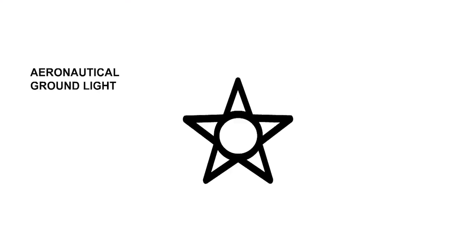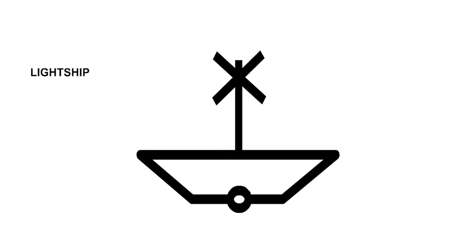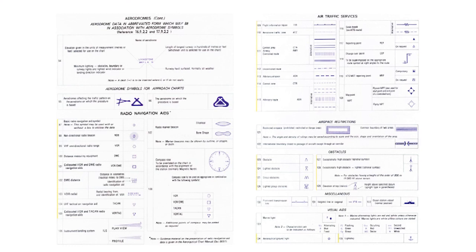An aeronautical ground light, such as an airfield identification beacon, is shown as a small star, and the symbol for a lightship is fairly self-evident. There are many other symbols which you will become familiar with if you do a lot of map reading, but the ones given should cover the ATPL Gen Nav exam questions.